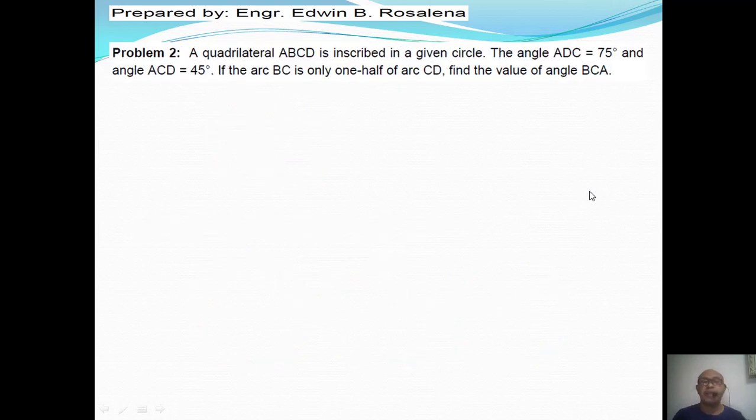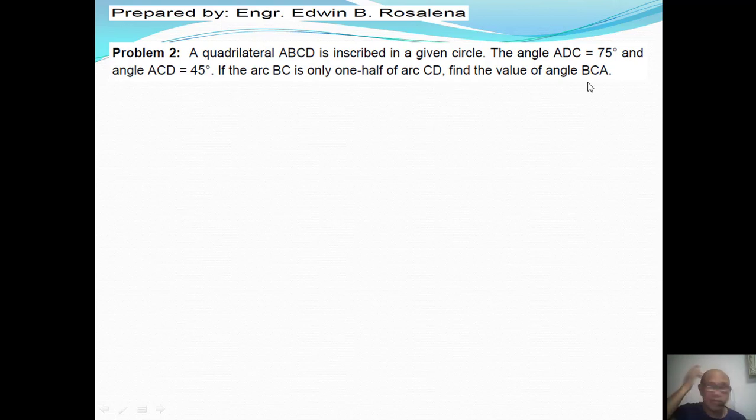Problem number 2, we have here a quadrilateral ABCD inscribed in a given circle. So meaning, this quadrilateral ABCD is cyclic. The angle ADC is 75 degrees and the angle ACD is 45 degrees. If the arc BC is only 1/2 of arc CD, find the value of angle BCA.